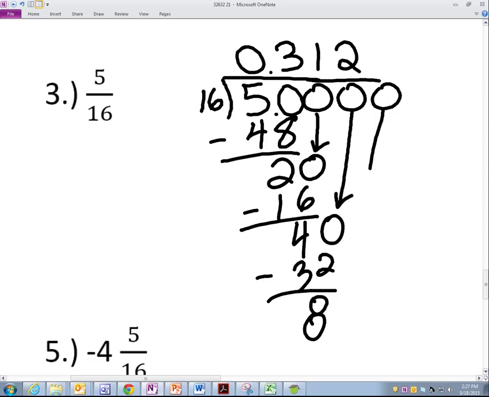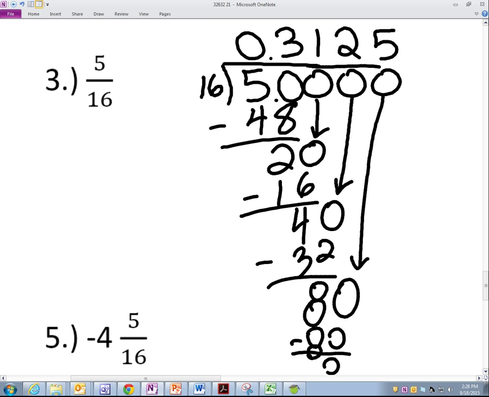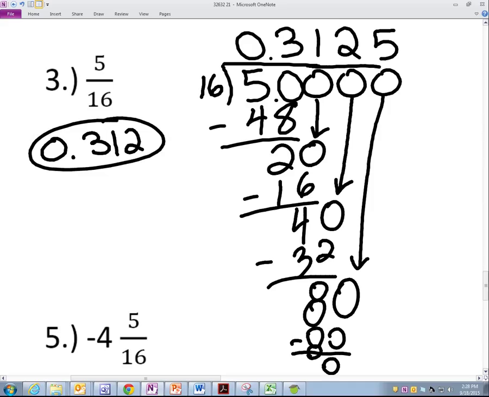Here we go. Hopefully this one goes. 80. Ooh, okay, good. 16 is 8 times 2, and 8 times 10 is 80, so we finally found the end of it. 16 goes into 80 just 5 times. Yay. Equals 0. So now I have 0.3125. That's my answer. You're right. What about the 5?